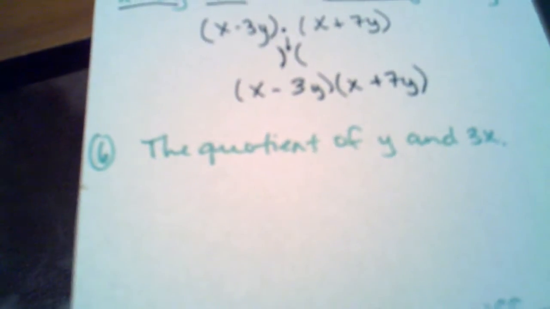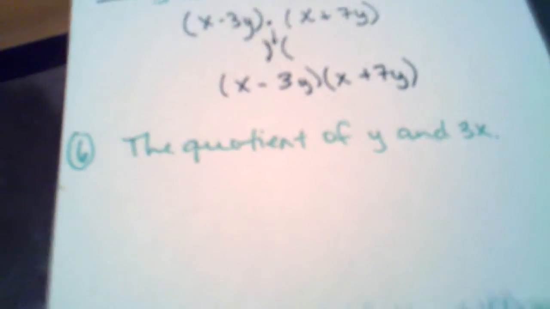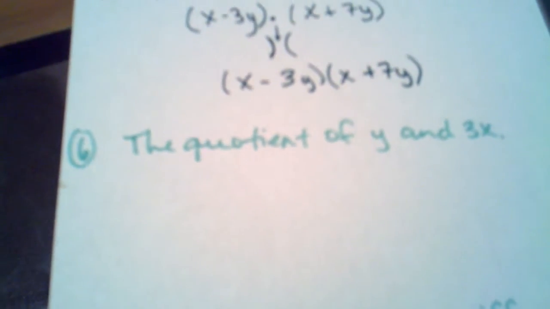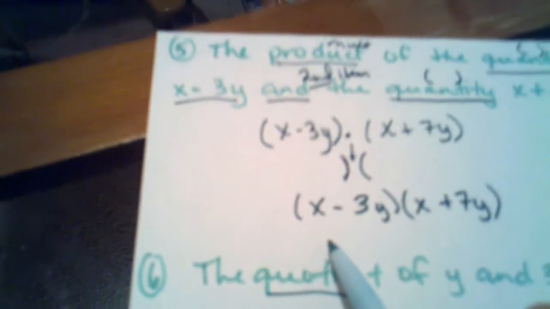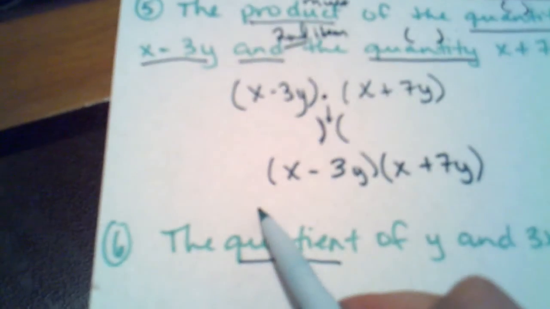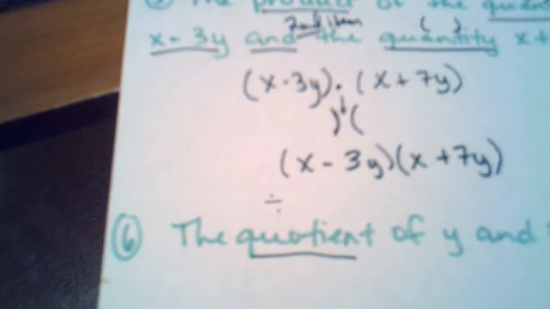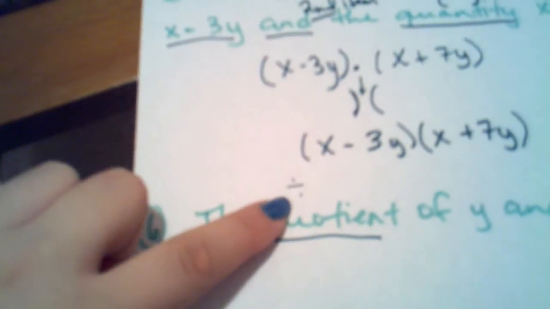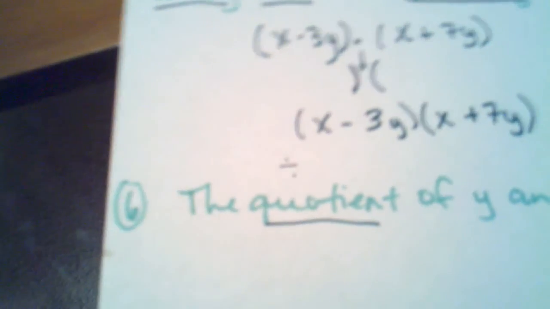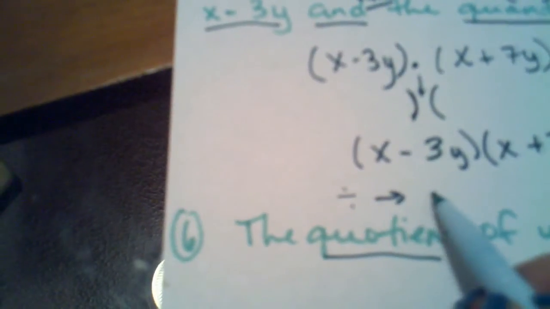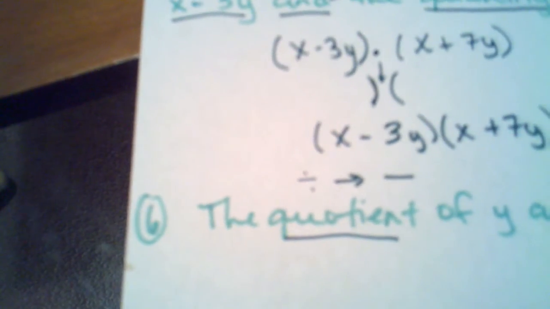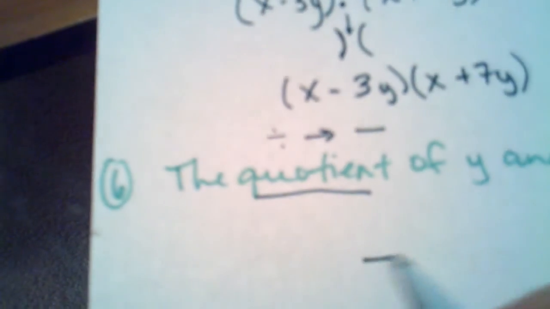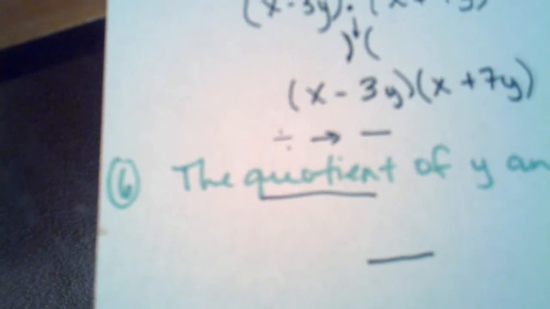Number 6 says the quotient of y and 3x. Quotient meaning that we are going to be dividing right here. And normally when we talk in algebra terms, we no longer use the symbol for division. When we're talking algebra terms, we need to use that fraction bar. So quotient now means we're going to have a fraction. So I'm going to go ahead and write my fraction bar here.